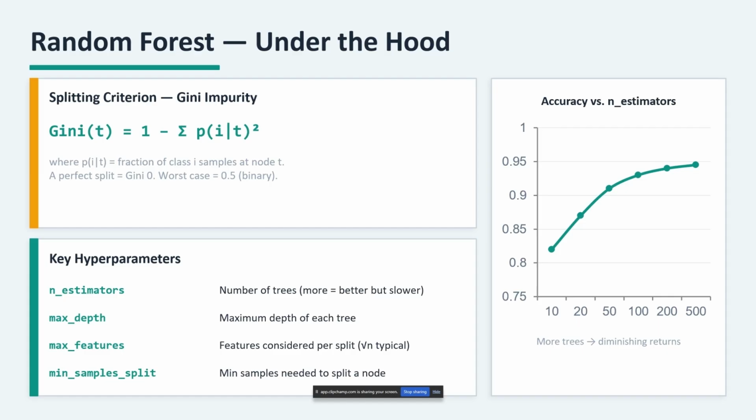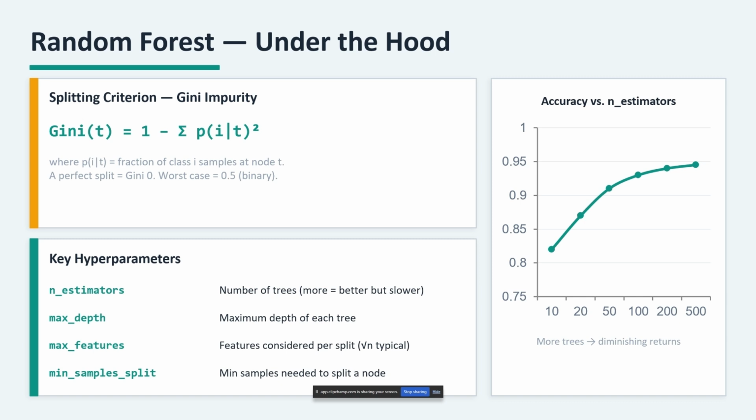Let's move forward. To understand this intuitively, imagine asking multiple experts for an opinion instead of relying on just one. Each expert may make mistakes, but collectively they provide a more reliable answer. Random forest uses a concept called Gini impurity to decide how to split data at each node. The goal is to create groups where data points belong to a single class.